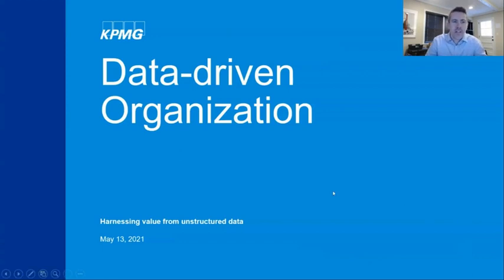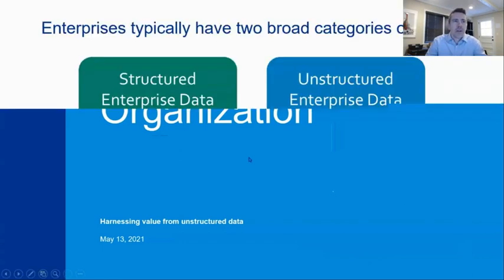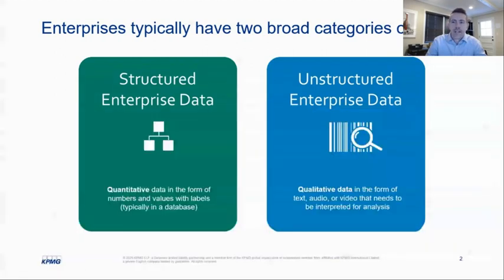Before we jump into the case studies, I want to ground everyone a little bit on what we mean when we talk about unstructured data. This may be intuitive or obvious to some folks, but I want to make sure we're all on the same page. At the highest level, we have two big types of data within organizations. We have structured data, which is primarily going to be quantitative data, meaning it's numbers or values, and most importantly, the data has labels, so we know what each piece of data represents. Typically, this is going to be data in databases.